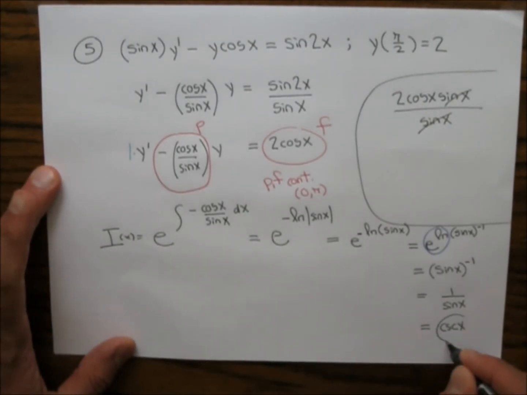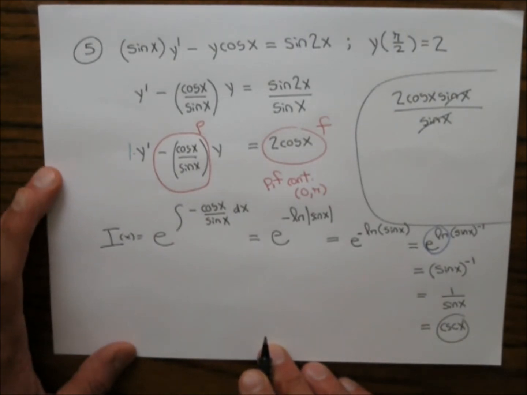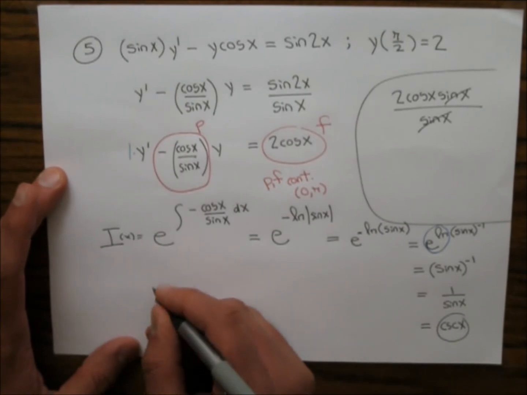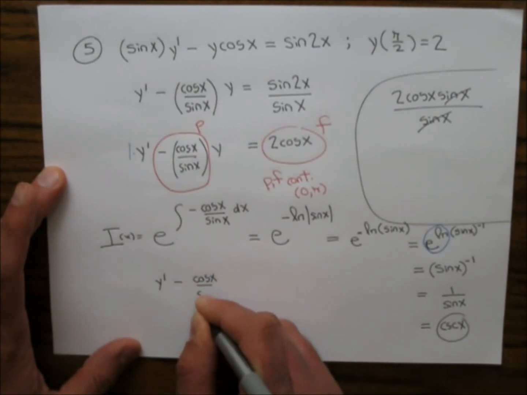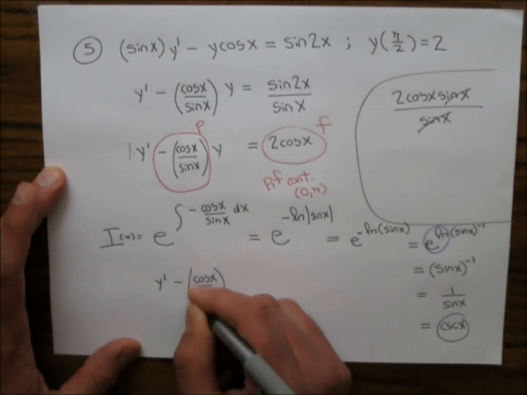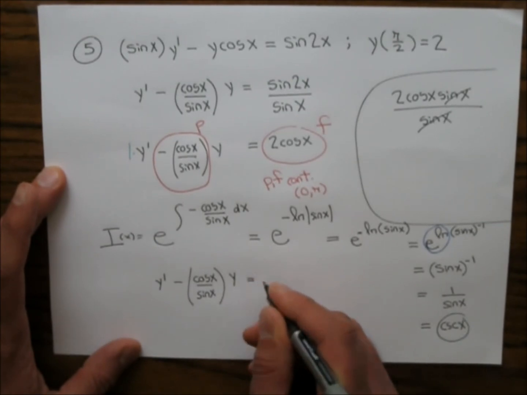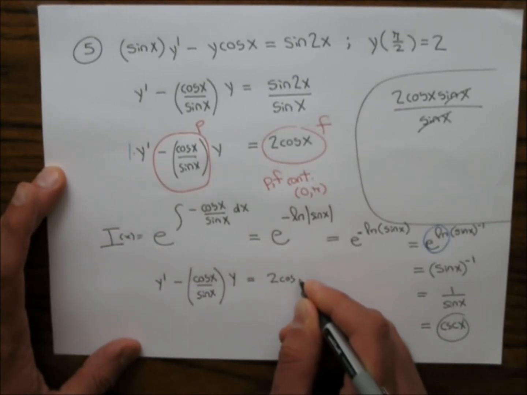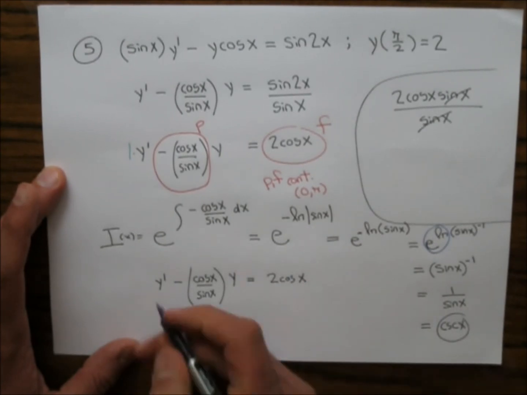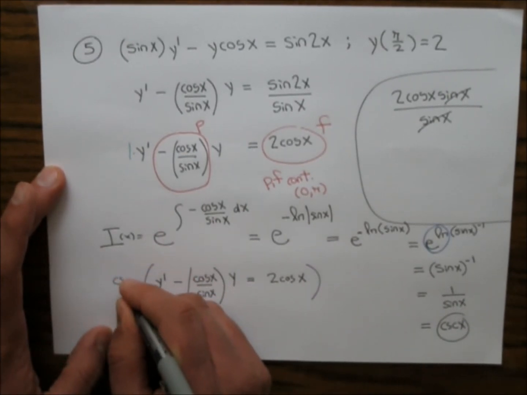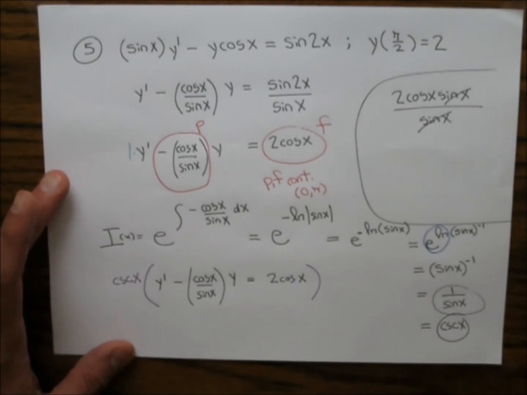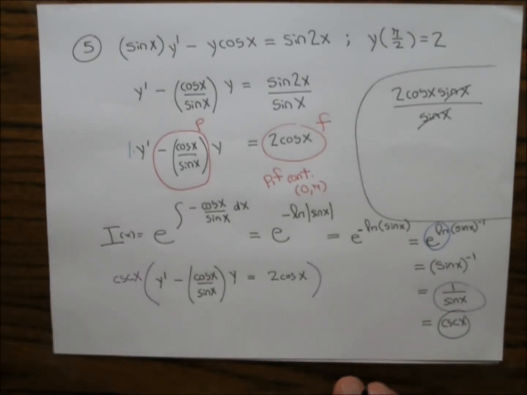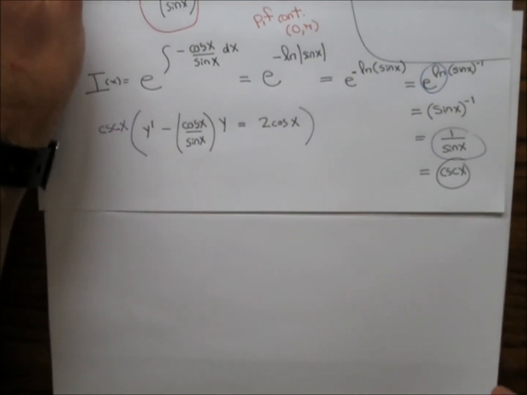So this is what I'm going to multiply my differential equation by. I'm going to multiply it by the cosecant. So here's y prime minus cosine x over sine x times y. This equals 2 cosine x, and I'm going to multiply this whole equation by the integrating factor of the cosecant of x. And if it helps, maybe you can multiply by 1 over sine x. So this is what I'm talking about, where you can skip a few steps. And I don't know if I should do that here, maybe.